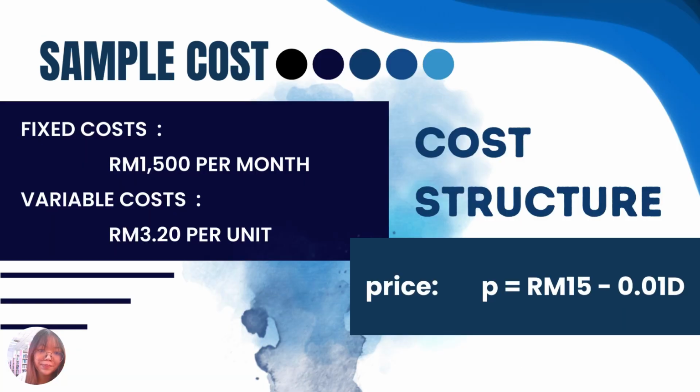So for our sample cost, our fixed cost, which includes the maintenance fee and the rental fee, is 1,500 ringgit Malaysia per month. And our variable cost is 3 ringgit 20 cents per unit, which is mainly our raw material. And our price uses the equation P equals 50 ringgit Malaysia minus 0.01D, where P stands for price and D stands for demand.